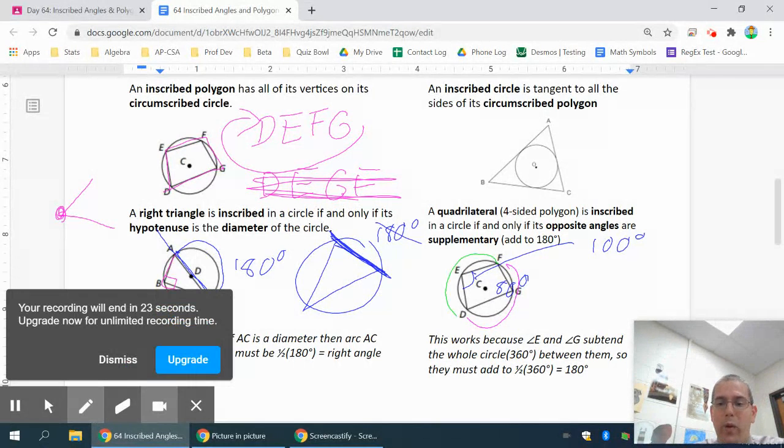FED. Between those two angles, between the arc caught by G and the arc intercepted or caught by E, it has the whole circle, which is 360 degrees. So since the angles that are inscribed are half of the arc, if the arcs add to 360, the angles add to 180 because it's half of 360. But that's why it works. But as long as you know the opposite angles are 180, you'll be good.